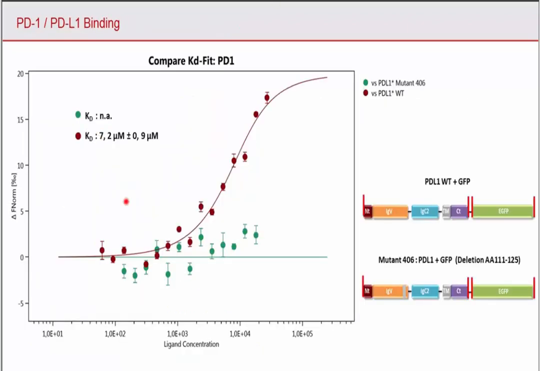So this has been studied by MST. The wild type PD-1 protein is shown here in brown, and in green, the deletion mutant with the 15 amino acids removed. The binding for PD-1 is completely lost with the mutant, which seems to prove that the 15 amino acid sequence is crucial for the interaction.